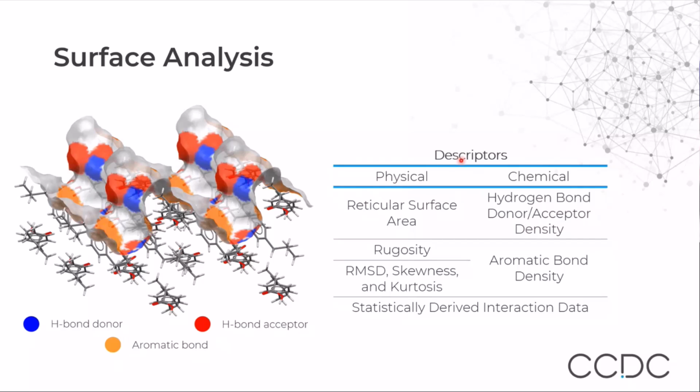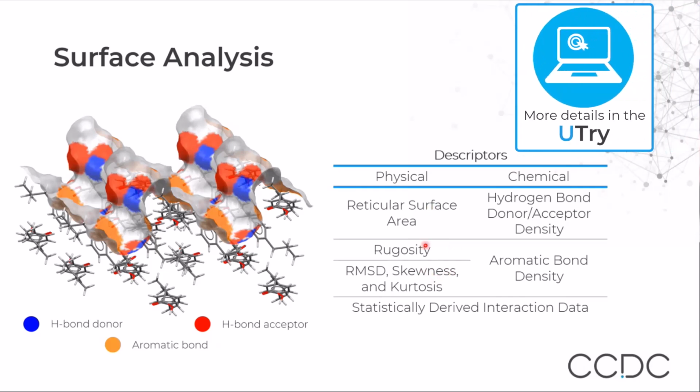across our surface. And we can also derive different descriptors from those surfaces by thinking about the densities of these functional groups, as well as some physical descriptors like the roughness of our surface or the skewness or kurtosis of our surface. And there's more information on what these terms mean in the glossary of your handout today, and we'll cover that in a little bit more detail in the hands-on part.